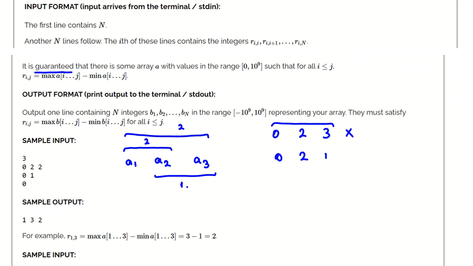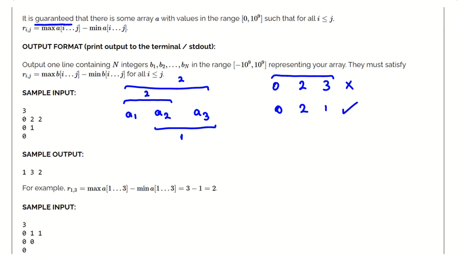The difference won't change. So it is our answer. Now let's solve another one. Here again, if we consider A1, A2, A3, range here is 1. Range here is 1. Range here is 0. So we can say first element is 0 without loss of generality, and second element can be 1 or negative 1.